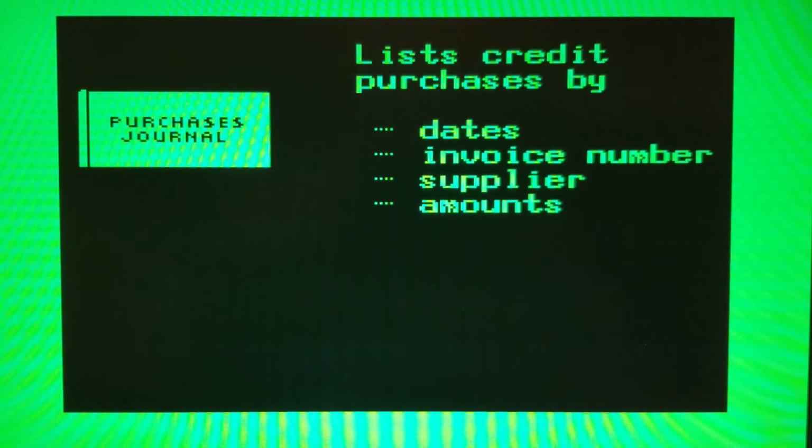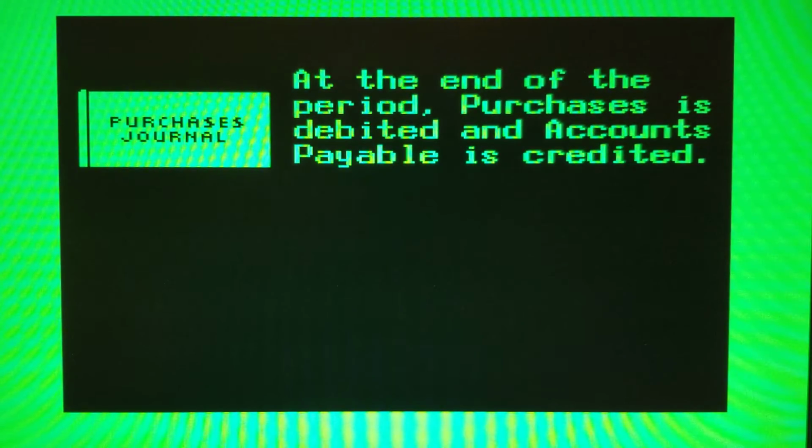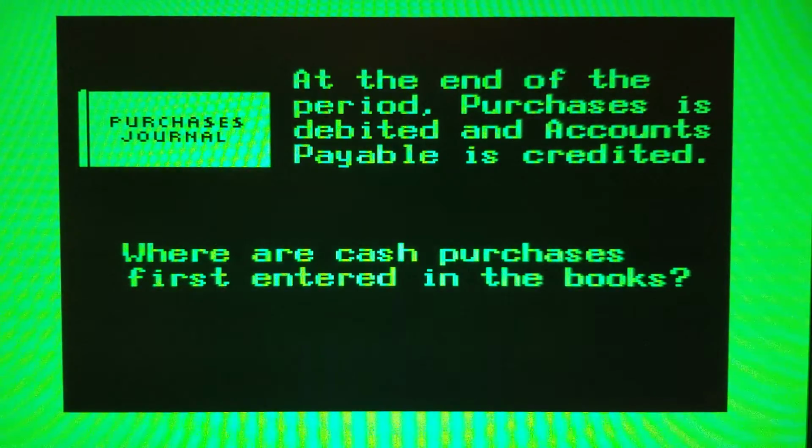The Purchases Journal lists credit purchases chronologically with dates, an internally assigned invoice number, supplier, and amounts. At the end of the period, the purchases account in the ledger is debited and accounts payable credited. Where are cash purchases first entered in the books?